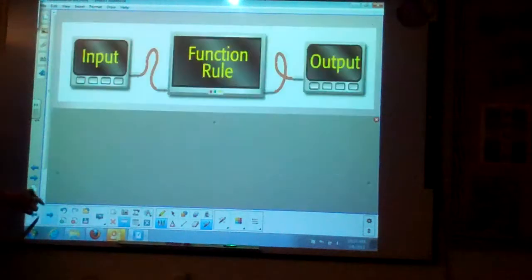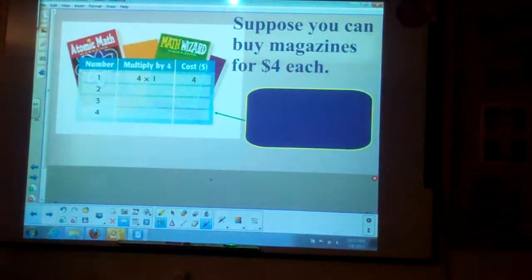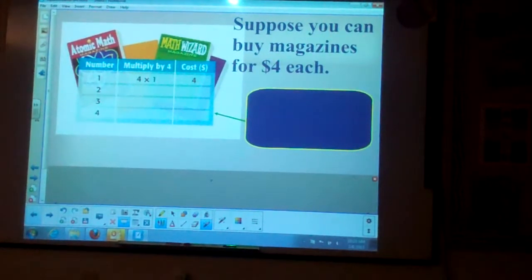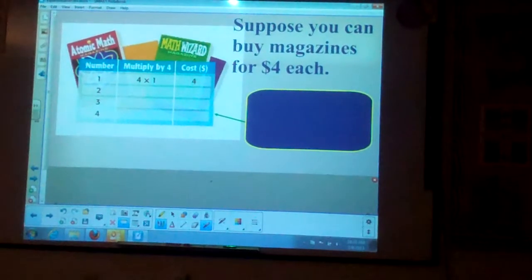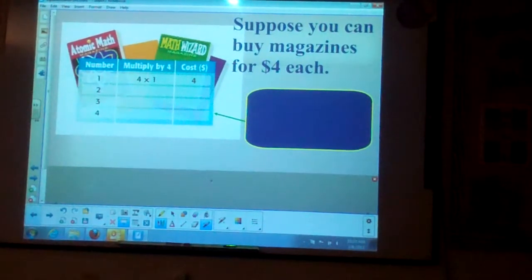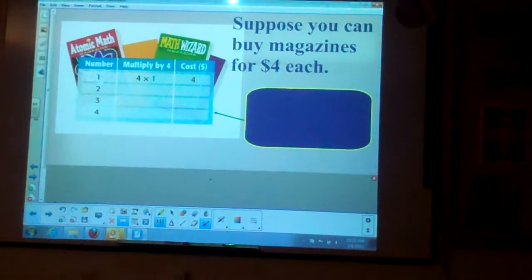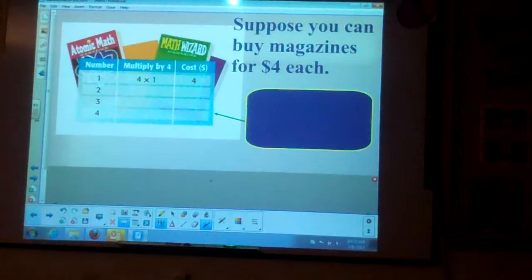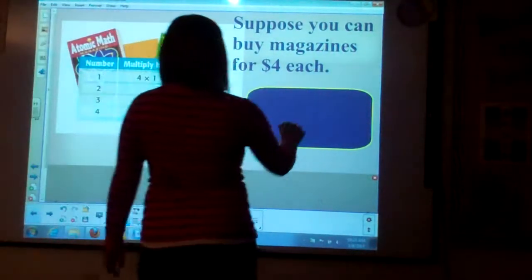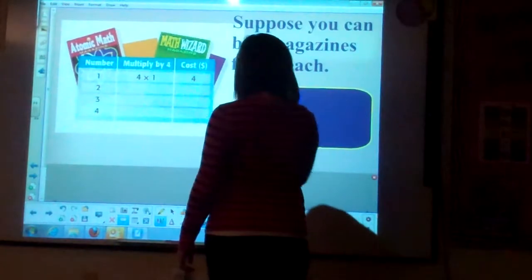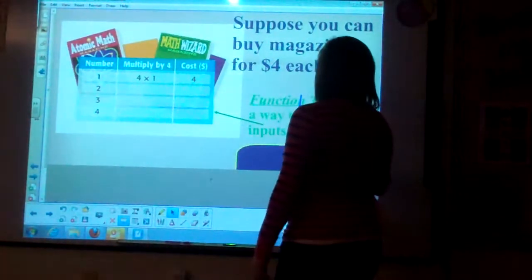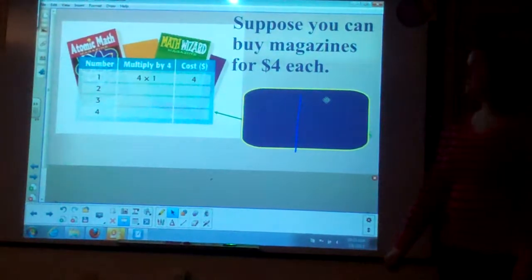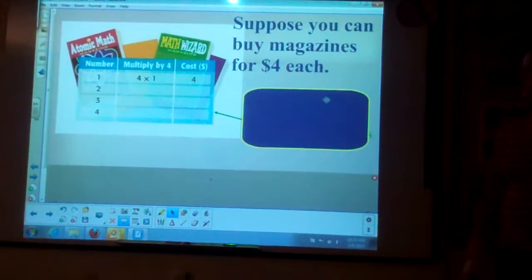All right. Oh, uh-oh. Go back. So the first example says, suppose you can buy magazines for $4 each. This is easy. You just count by 4. Okay. So suppose you can buy magazines for $4 each.